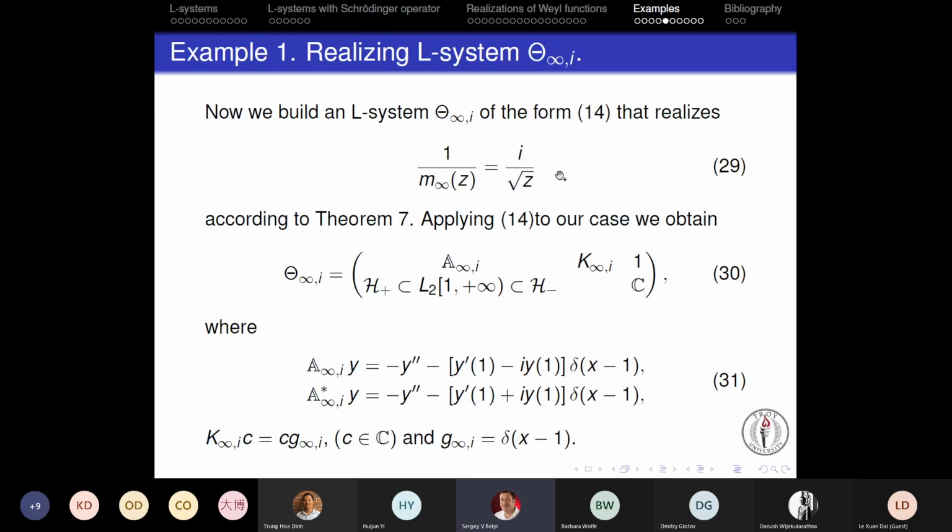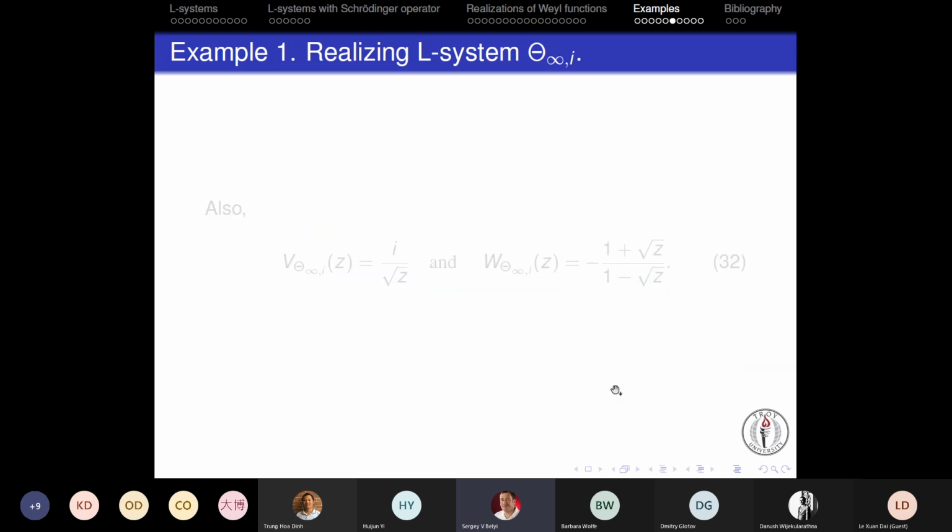Now we can do the same for 1 over M infinity, which in this case happens to be i divided by the square root of z. Again, I'm following the theorem, applying all the formulas here. And here is my theta infinity i with state space operator A infinity i written like this. Channel vector delta function of x at -1, channel operator, and two functions associated with this: the actual impedance, the one we're realizing, and the transfer function.